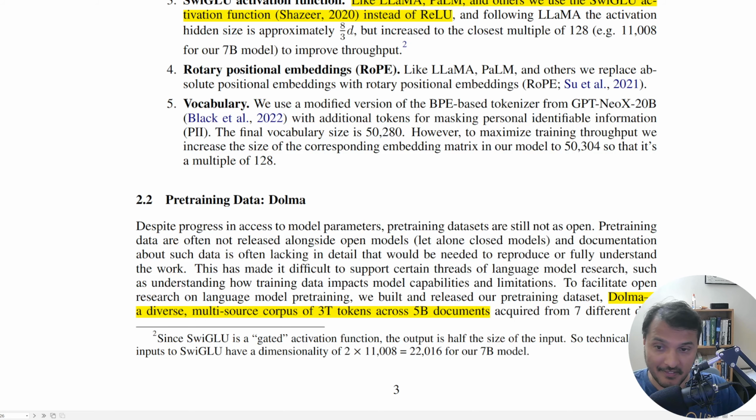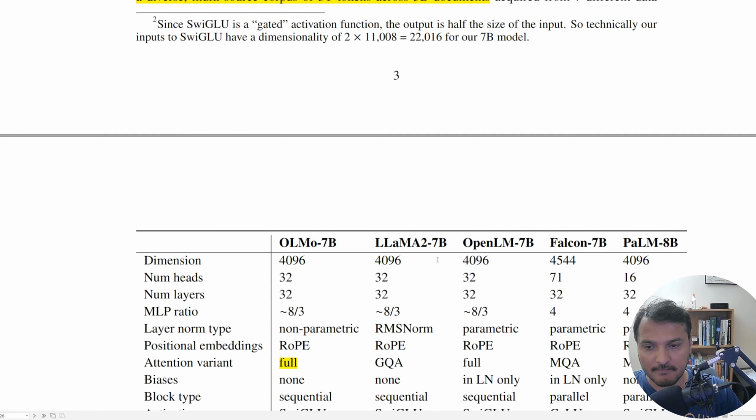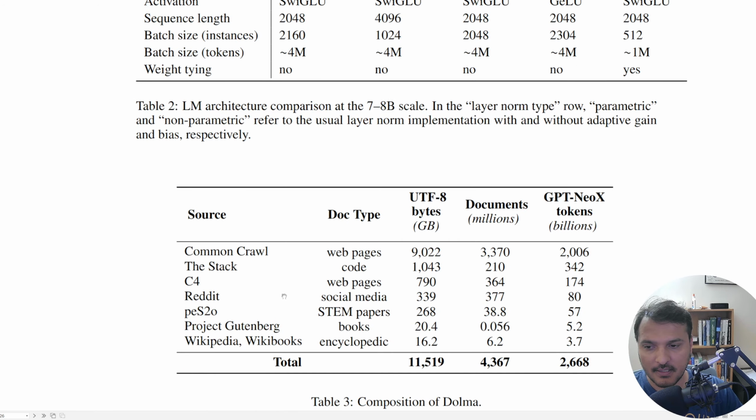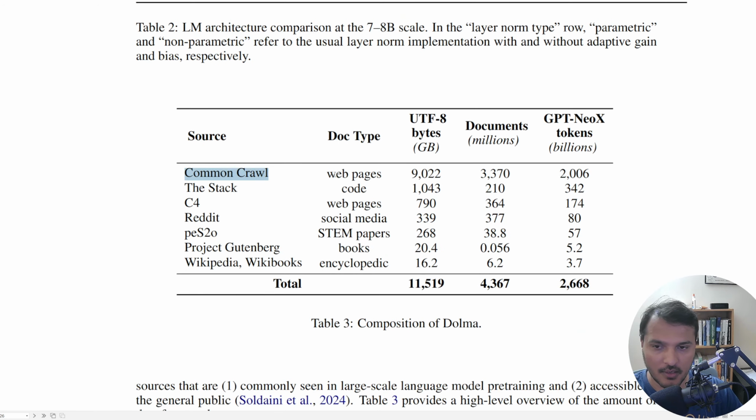Big thing, the data set. In an earlier paper, this team from Allen AI had released Dolma, which is basically data for OLMo. I think that's the full form. It's basically a corpus of 3 trillion tokens across n number of documents. So yeah, this is how the stack is.